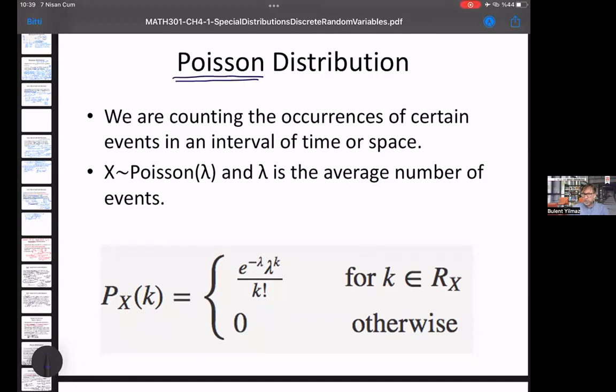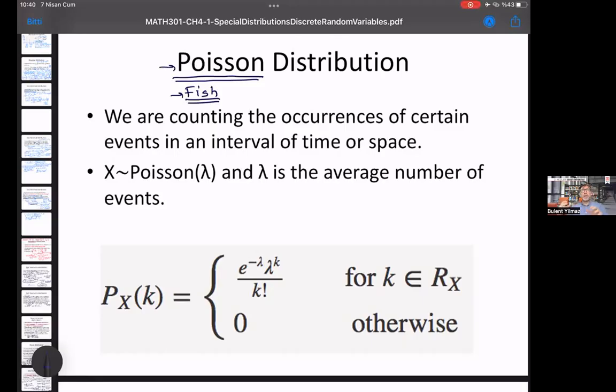It's a French mathematician's name. It means fish. Okay, in French, Poisson means fish. Poison means zehir. So it's not the same thing. So Poisson is fish. We are counting the occurrences of certain events in an interval of time or space.